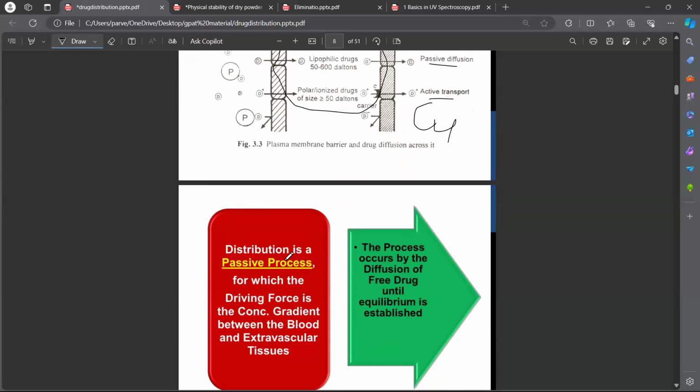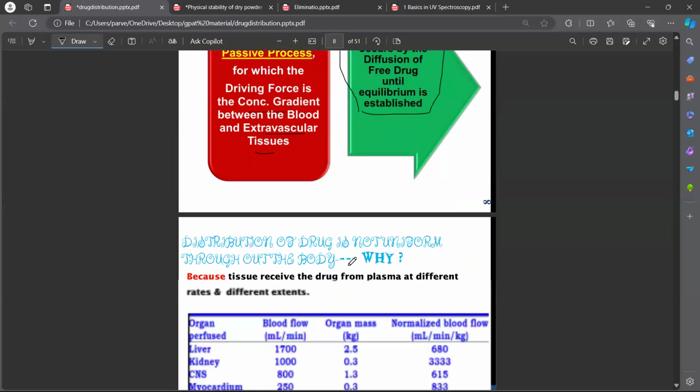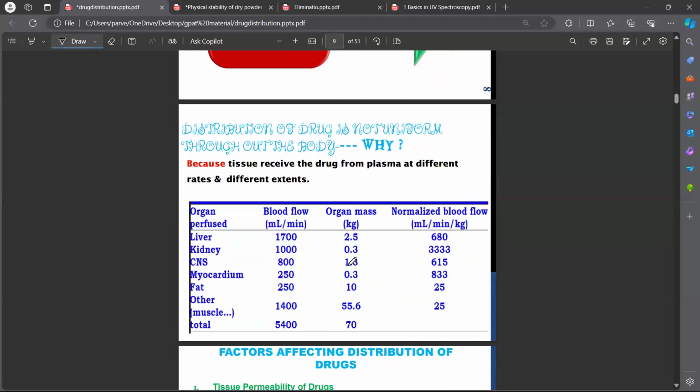Distribution is a passive process. As we have discussed, passive diffusion is the main process; 90% of drugs are absorbed through the intestine via passive diffusion, and here it is the same. Distribution does not require any energy or ATP, and the driving force is the concentration gradient between the blood and the extravascular tissue. The process occurs by diffusion of free drug until equilibrium is established, but in our body equilibrium is never established. So this is the overview of the different organs, their blood flow, their mass, and the normalized blood flow.